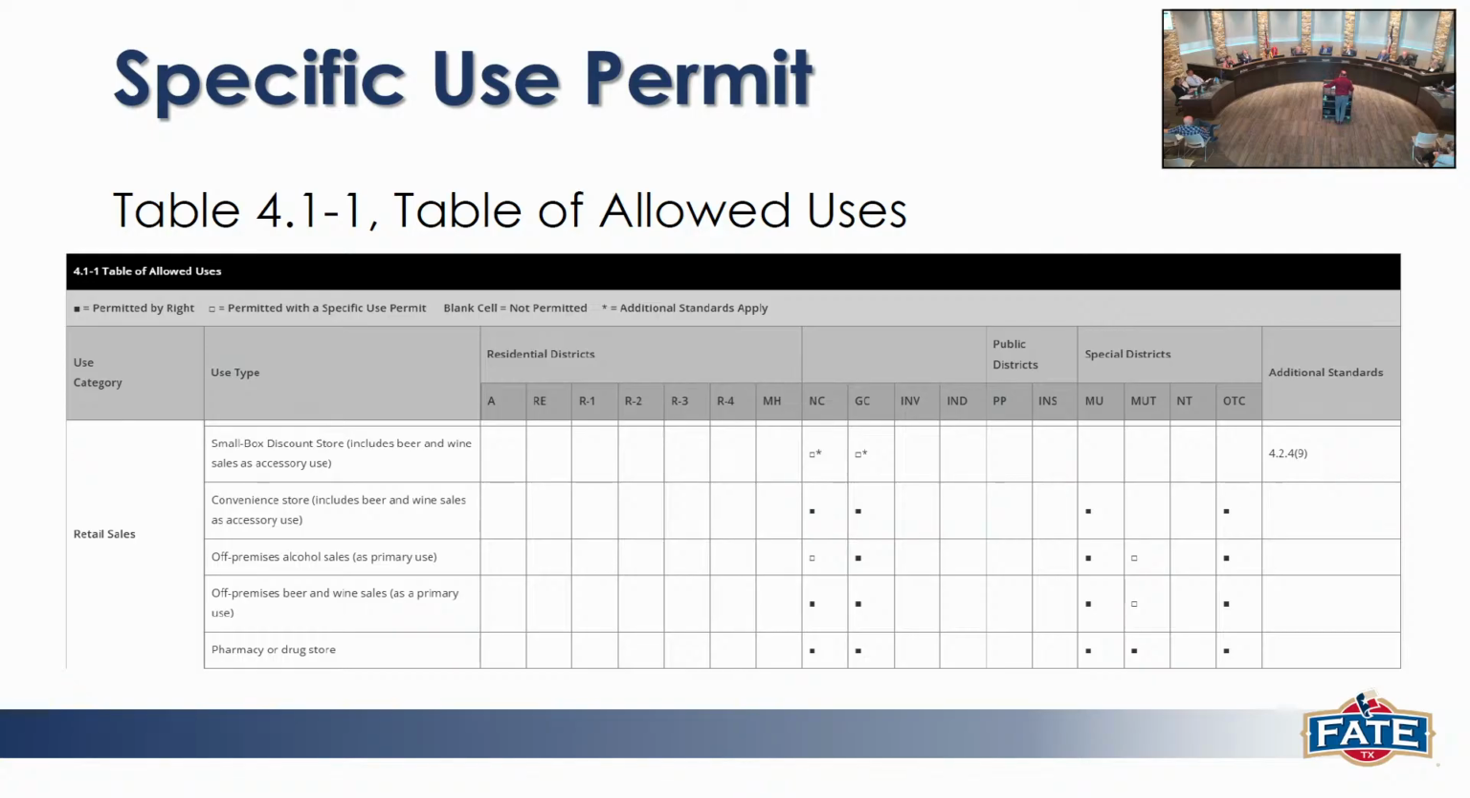If a use isn't listed, we try to find whatever serves as a compatible or good comparison. In the table, you can see in the slide, any of the boxes that have an open box within it, that use in that zoning district requires a specific use permit. If the box is black, then that's a use permitted outright, and it doesn't require a specific use permit. That just means they don't need to ask for permission to develop or establish that use within that zoning district.